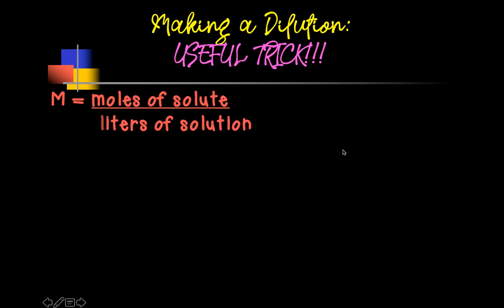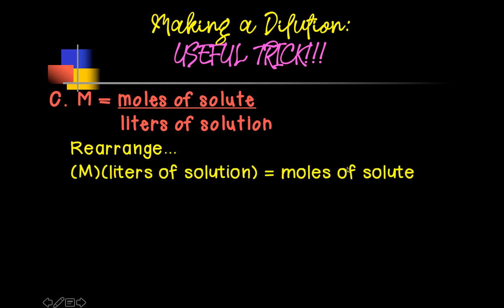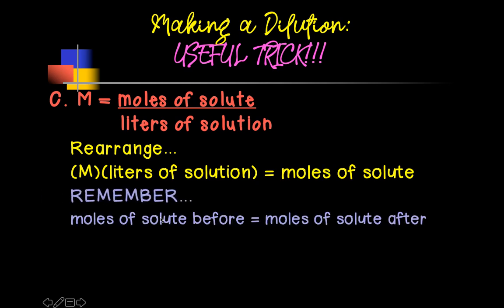Here's a useful trick we can use. We know that molarity, which measures concentration, is moles of solute over liters of solution. If we rearrange that to focus on moles, we could say that the moles of solute is equal to the molarity times the liters of the solution, because that's the thing we're focusing on. How did the molarity change when I changed the liters of solution? Well, like we just said earlier, the moles of solute stays the same. So the moles of solute before equals the moles of solute after.